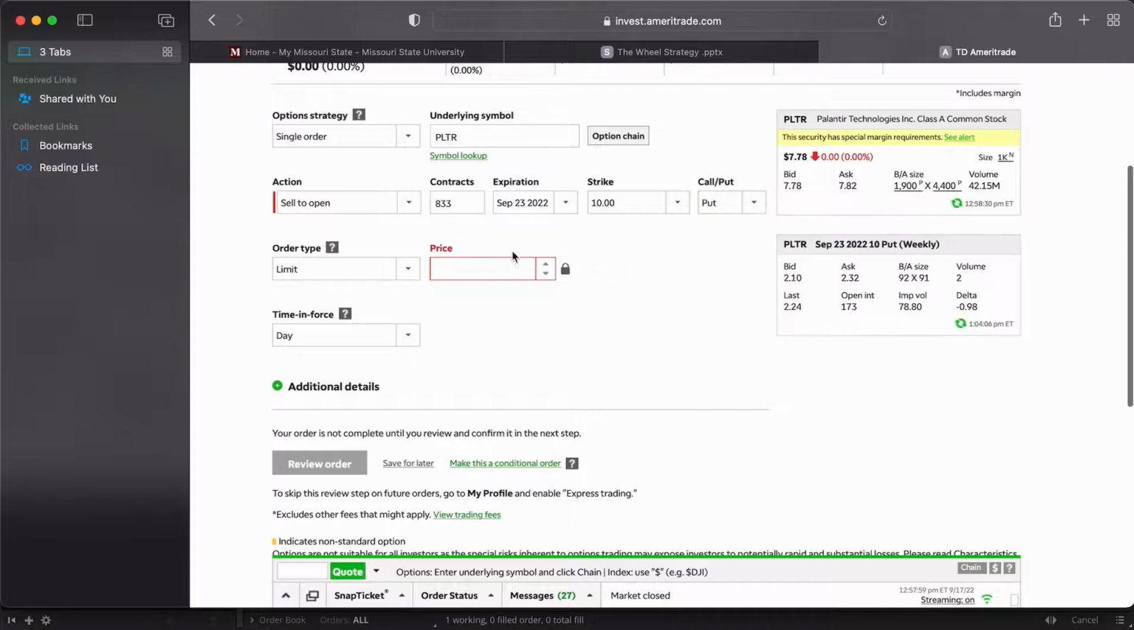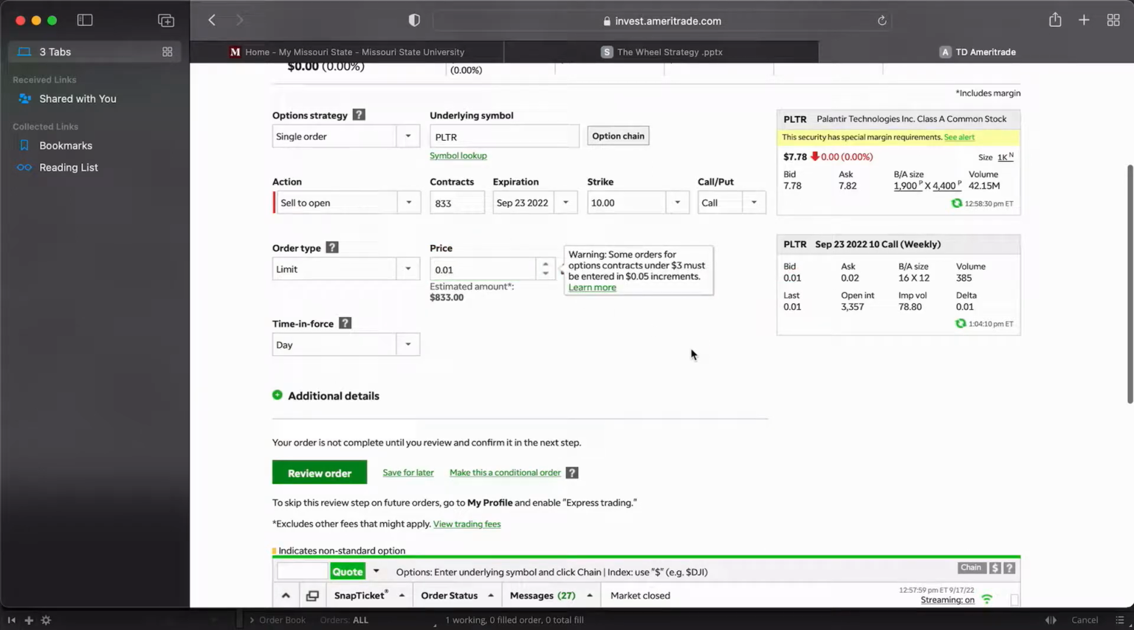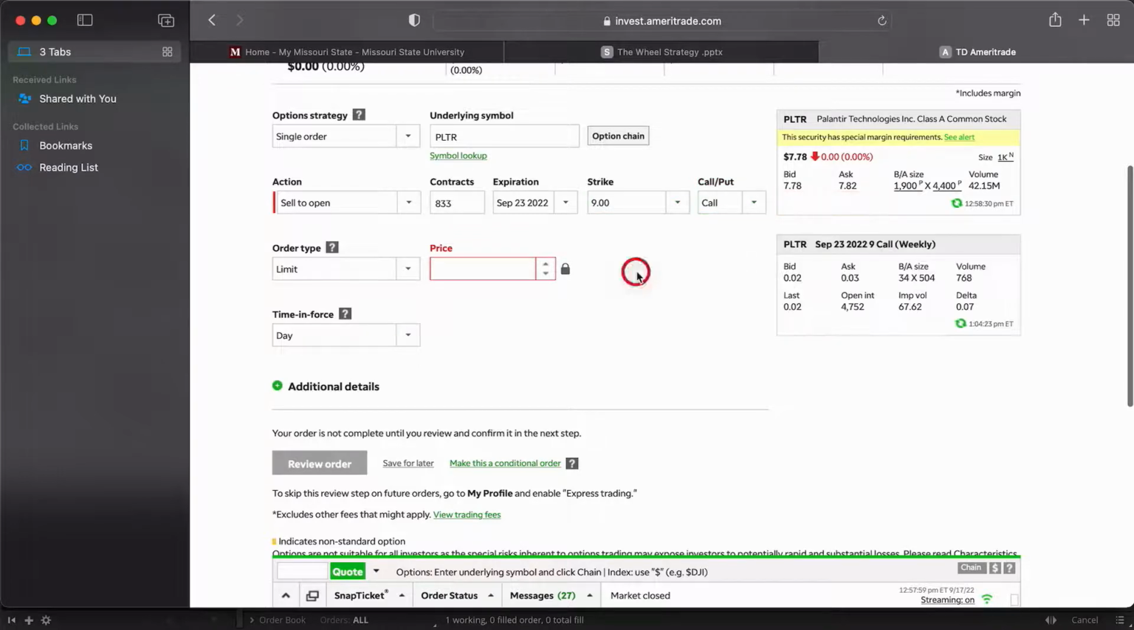So in this case, we'll assume that it did go below 6, but we're going to switch this to call, and you'll see you're still only getting 1 cent per contract. But if you're willing to take a little bit more risk that your shares will get called away, let's say at $9, there's 2 cents. At $8 or $8.50, right? 5 cents. So now we're really talking, right?